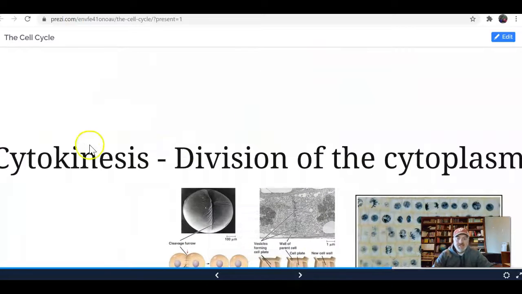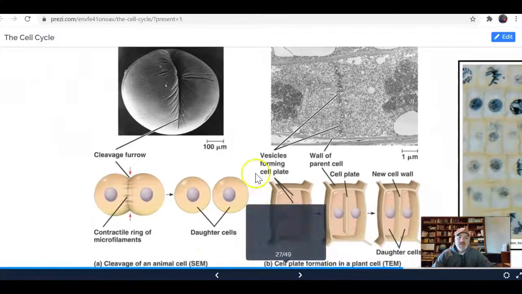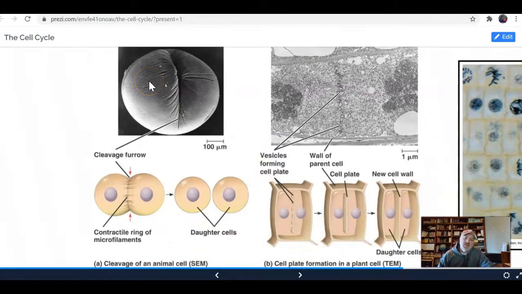telophase. Cytokinesis is after mitosis, is the division of the cytoplasm. It's a little different between animals and plants. In animals, what's called a cleavage furrow will form, and that's just kind of where the cell membrane will pinch in, and eventually it will go meet all the way, and when it contracts all the way in, it will separate those into two new cells.